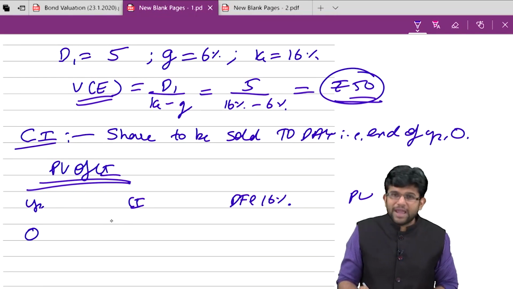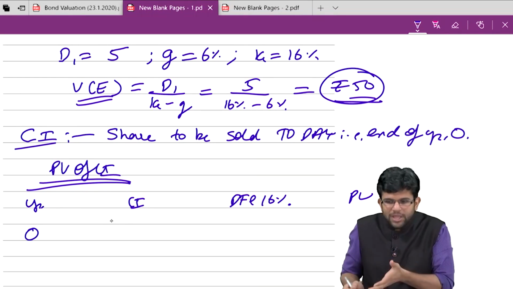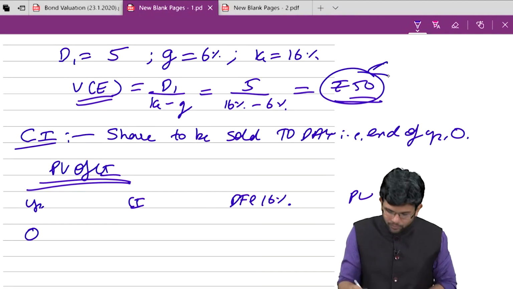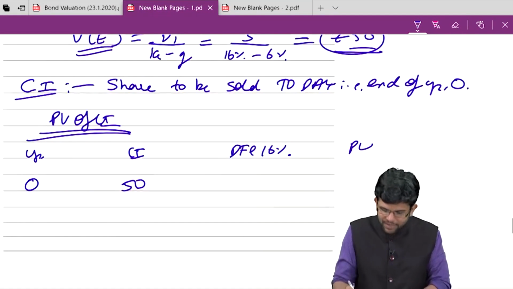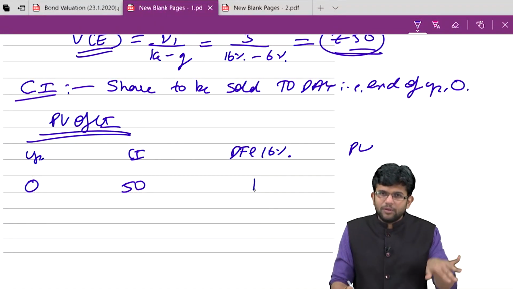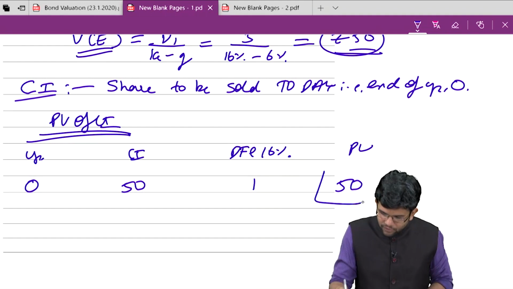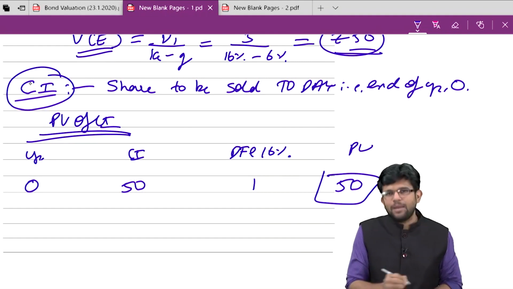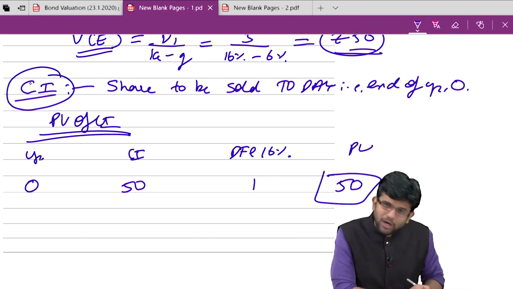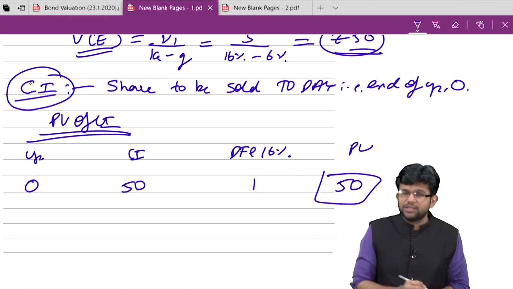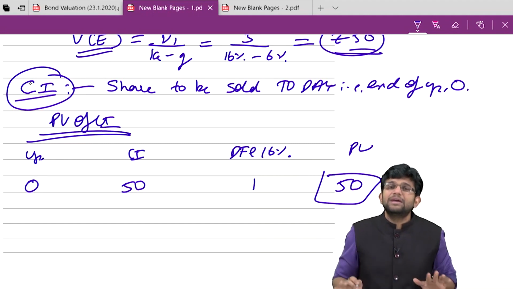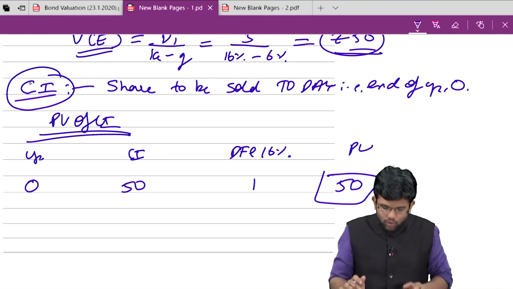What is the future cash inflow that he will get? Today only he is getting 50 rupees. So for him the cash inflow is 50. Discounting factor obviously will be 1 because it is the end of year 0. The present value also will be 50. Which means if case 1 happens, if he is ready to sell the share today only, the present value of cash inflows will be rupees 50. Till your story is clear, let's now go ahead.